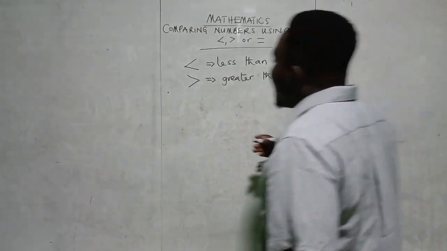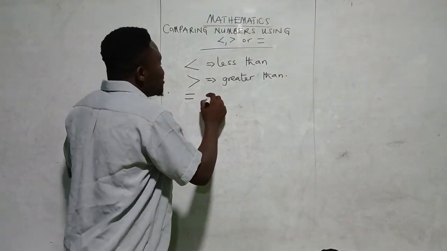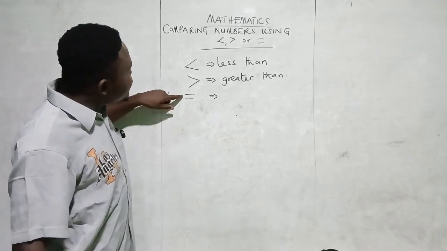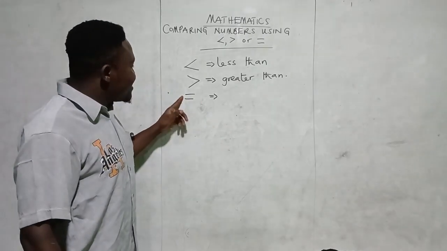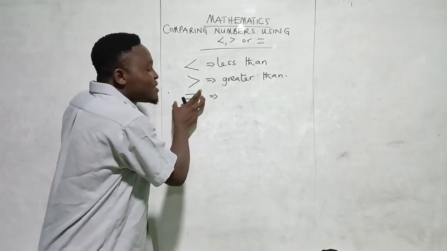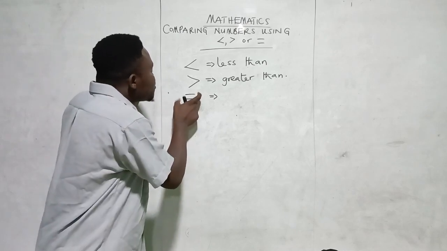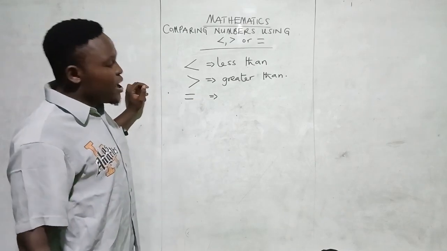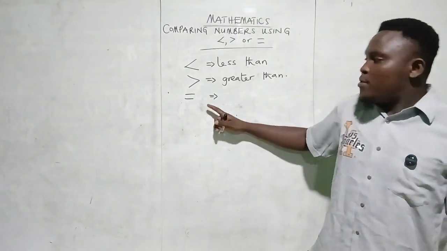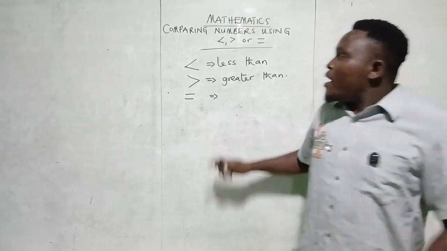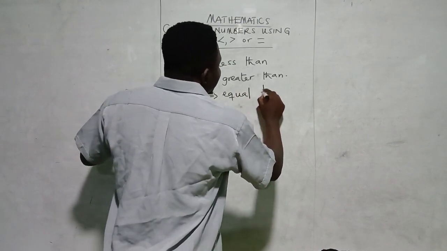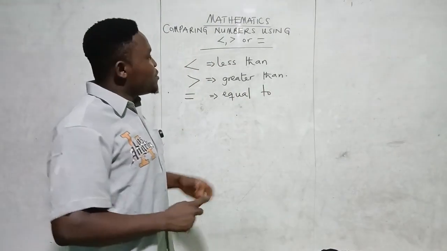Now, we have another sign, equal to, which we all know we'll be using day in and day out. Equal to: the space between the front and the back, they are equal. Hence, the two numbers you are going to compare are equal. So anytime we talk about the symbol equal to, it means that what is on the left hand and what is on the right hand are equal. So that is the meaning of our keywords for today. Now, let's dig into our topic.